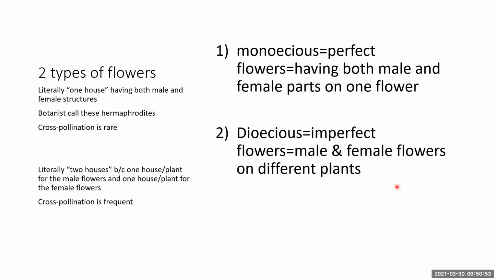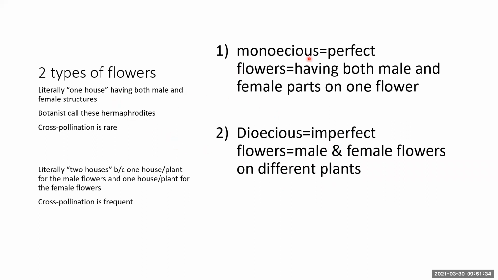All right, so we mentioned imperfect and perfect flowers previously, and now we're just going to go into a little more detail about those. So you can have, like we already talked about, two types of flowers. You can have perfect or you can have imperfect. Perfect is having both male and female parts on one flower. Imperfect is having a flower that has only male parts and a flower that only has female parts. And usually your flowers are on different plants. So you'll have a male plant and a female plant, like we mentioned with the ginkgo.